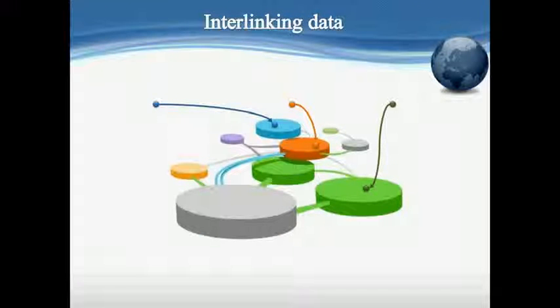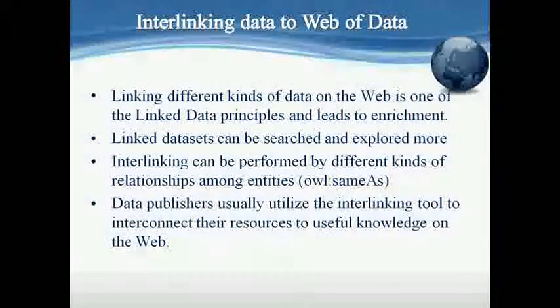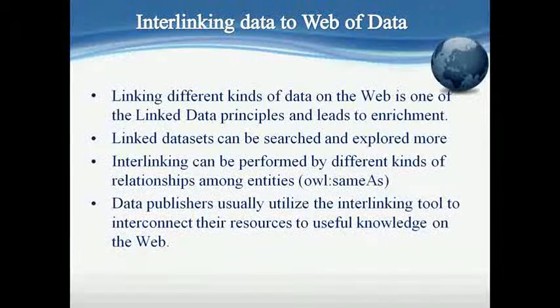So the next topic is interlinking. Interlinking allows you to create links between data sets. By this approach, the data can be discoverable and can be searched by other data sets on the web. You can create links by different kinds of relationships, like owl:sameAs and other kinds of relationships. And data publishers can use some tools, some software, to interconnect their resources to useful knowledge and information on the web.